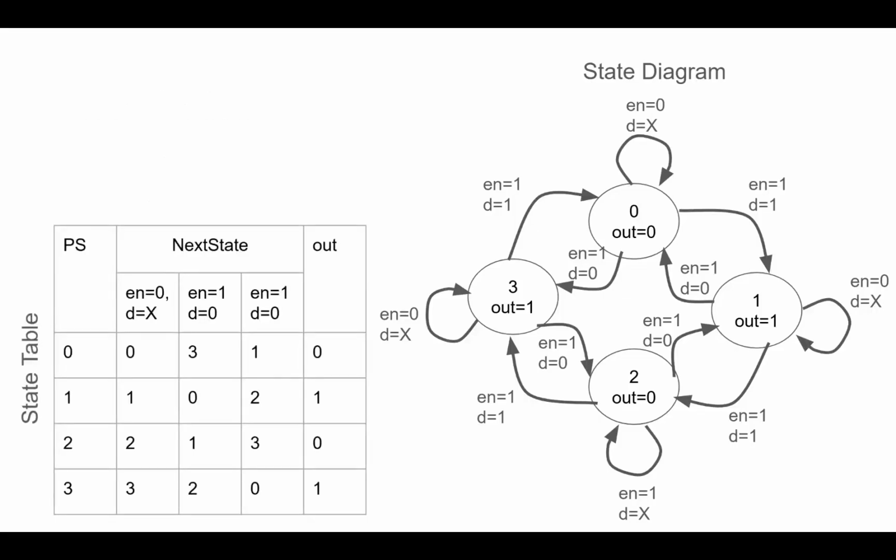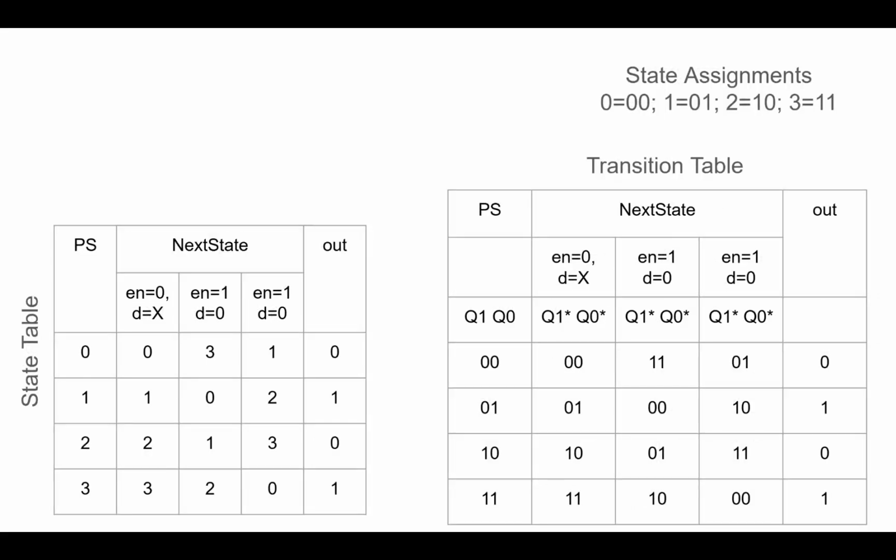Our next step in the design process is to create our state table. This is a transposition of our state diagram, which is what you'll see on the left here. To implement our system, we do need to create our next state equations, which means translating our state table into our transition table using state encodement. So our state assignments that we're using are binary. 0 is going to be 00, 1 is 01, 2 is 10, 3 is 11. So each of those base states, 0, 1, 2, 3, get replaced with its corresponding value to produce our transition table.